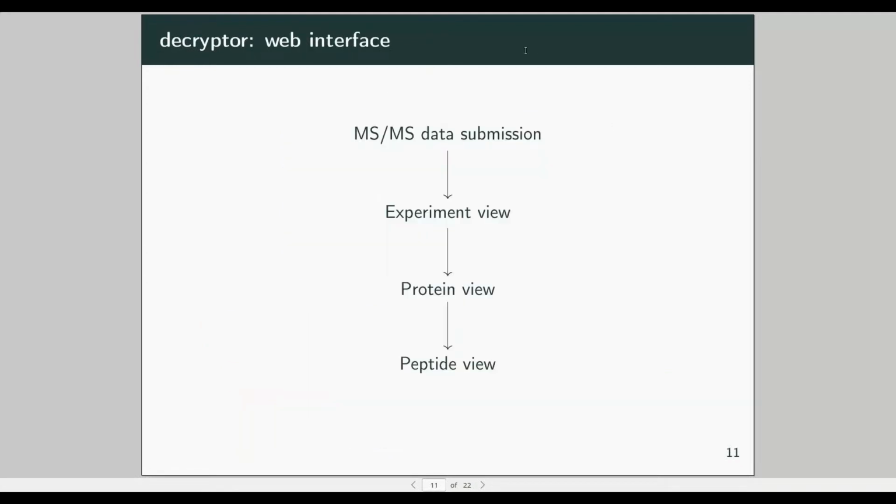So the interface has basically 4 layers. You start with the data submission, you get an overall view of the experiment in the experiment view, then you can go in for closer detail in a protein view, and finally you can go to the peptide view.